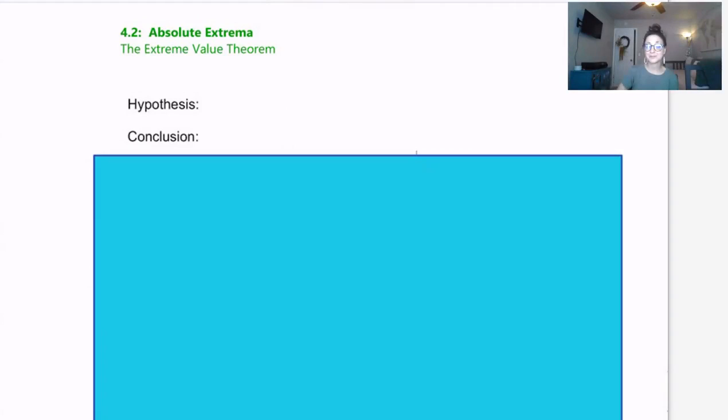Alright, so the absolute extrema is where is your absolute highest and absolute lowest point or y value on your graph. Okay, so the extreme value theorem says that if f is continuous on a closed interval, then we are guaranteed both an absolute min and an absolute max. So let's write this in hypothesis conclusion form. So EVT, extreme value theorem, says, write this for me, that the hypothesis is if f is continuous on a closed interval.